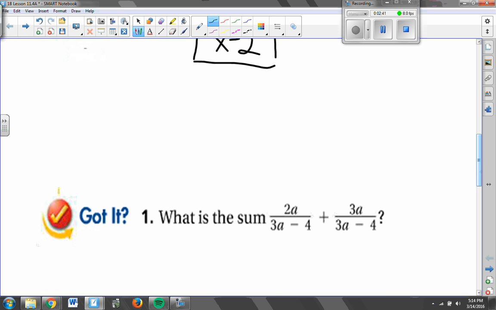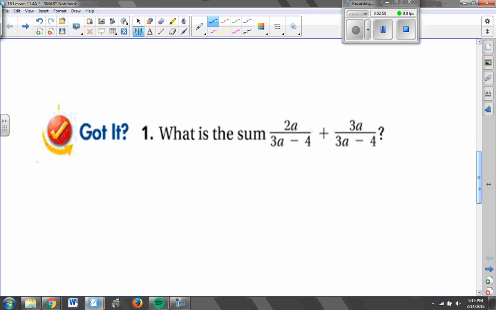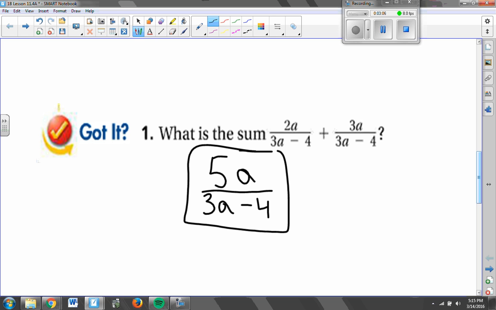Just as a quick check, I'd like you to try this one for me here. Add up 2a over 3a minus 4 plus 3a over 3a minus 4. So pause the video, take 30 seconds and look at that problem. Come on back, I'll tell you what we should get. Alright, we should have here 5a over exactly the same denominator. It should not change at all. 3a minus 4. Okay?